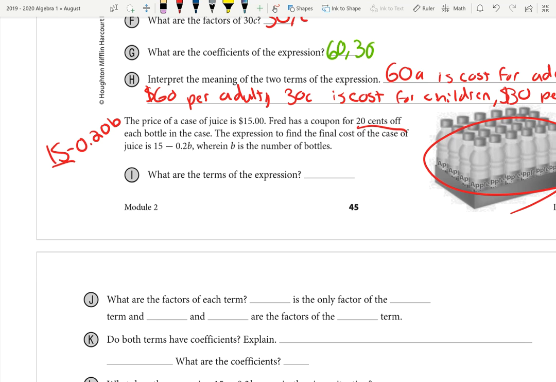The terms of the expression. We have two terms of the expression. We have 15, and we have, remember, because it's a minus sign, that minus sign is going to go with that term. So technically we have a negative 0.2, or you can say 0.20b. Those are the two terms, 15 and negative 0.20b.